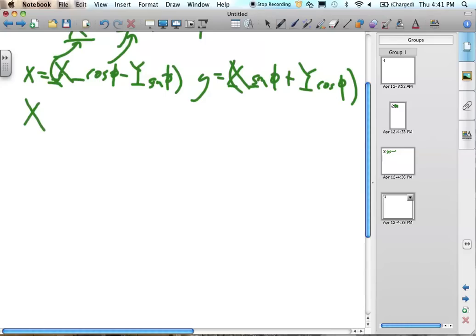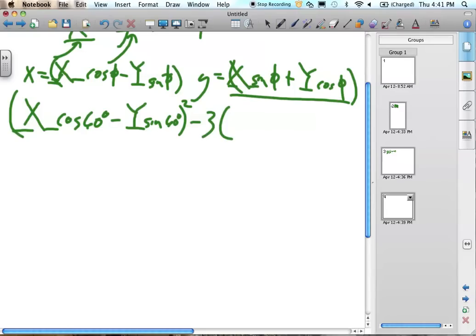So I'm going to have capital X cosine of my angle, which is 60 degrees, minus rotated y times the sine of 60 degrees. Square that, minus 3 times the square of this guy, so it's going to be my rotated x sine of 60 plus my rotated y times cosine of 60 squared, and all that is going to equal 4.